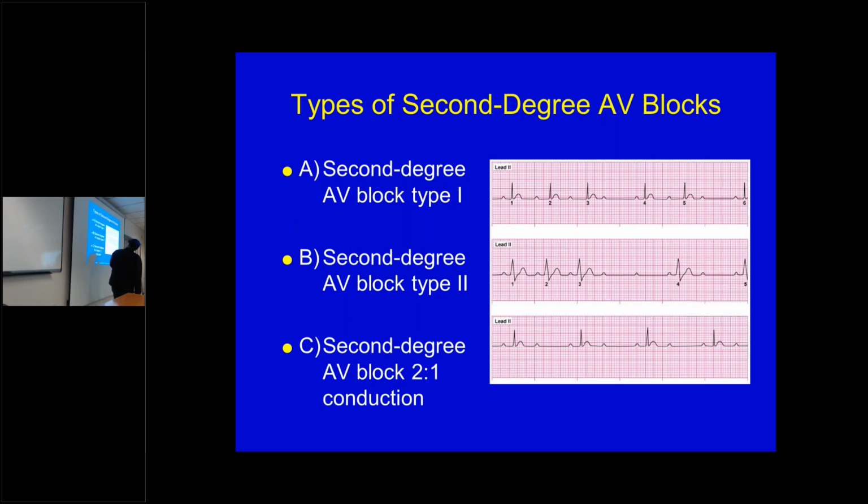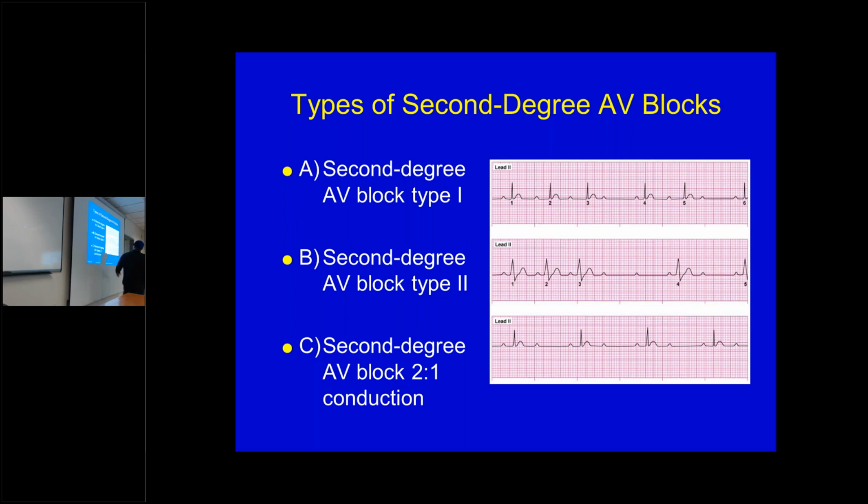So a first degree AV block would look like what? Just a constant wide PRI. Are you going to have skipped beats? No, you really don't. If there's a skipped beat, then what is that? Second degree type 2, right? So second degree type 2, you've got the same PRI intervals. Look at it the same way.